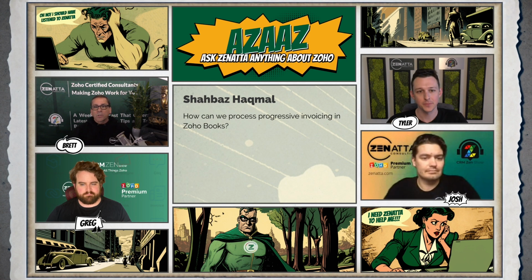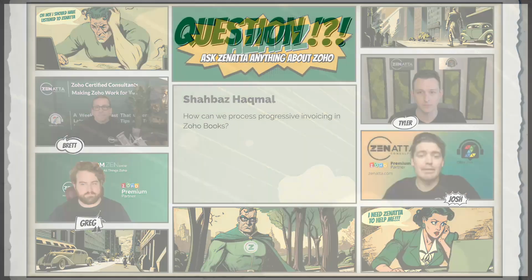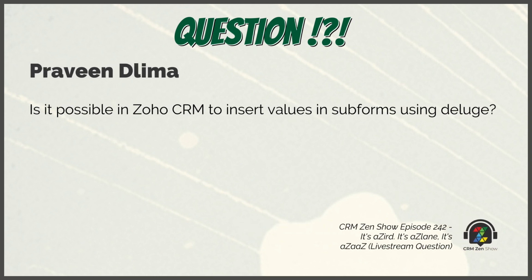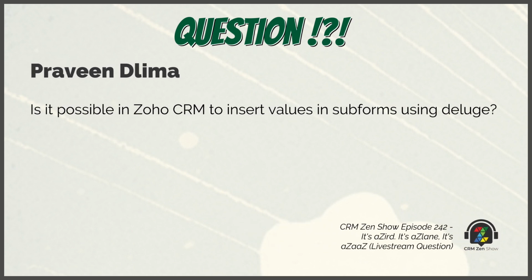So much construction and remodeling and all those kind of things is all based upon progress billing. So, all right, next question. You can accept partial payments on an invoice, but you've got to trust they're going to pay it in the right order.